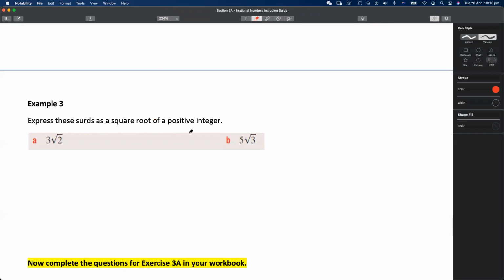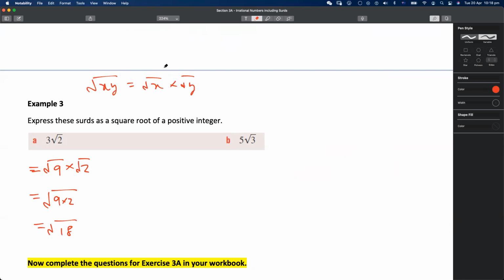All right, example 3, the last example I'm going to talk about. Express this surd as a square root of a positive integer. All right, so it's like a reverse procedure as we've done before. 3, I can make it as square root of 9, okay, because 3 squared is equal to 9, and square root of 9 times square root of 2. So this is just going to be 9 times 2, square root of 18, okay. So we had square root of xy is equal to square root of x times square root of y, but reversely, you could go back to this, okay? So it's a square root of a positive integer, 18, now.